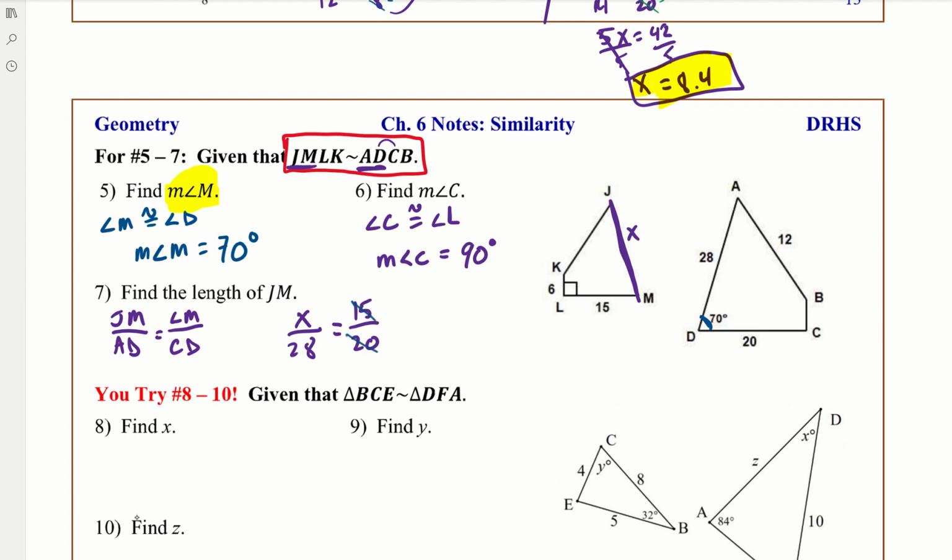Again, I want to reduce if I can. 5 goes into 15 3 times, 5 goes into 20 4 times, and I am going to cross multiply and solve. I still have to do 28 times 3. If you're my student, you know I can't do that in my head. That is 84. 4x is equal to 84. And 84 divided by 4, I think that's going to work out nicely. I get x is equal to 21.